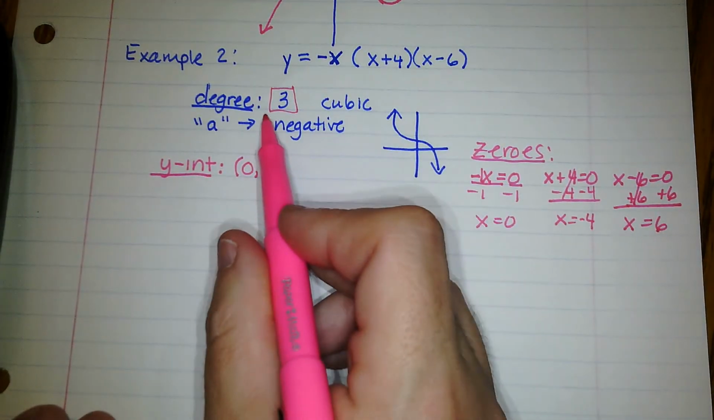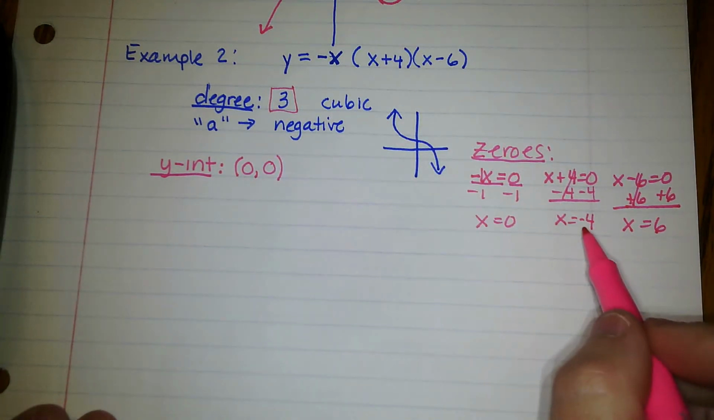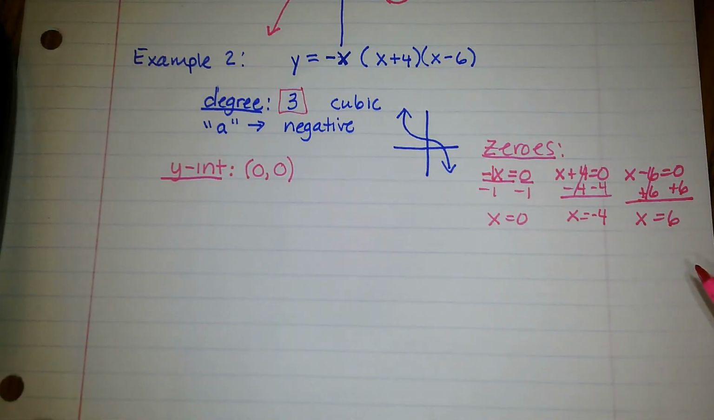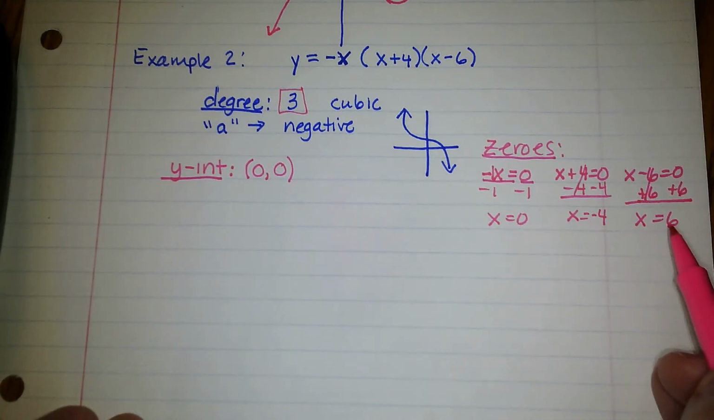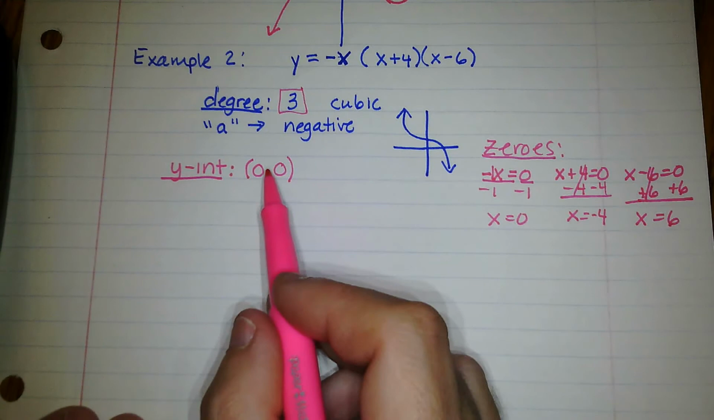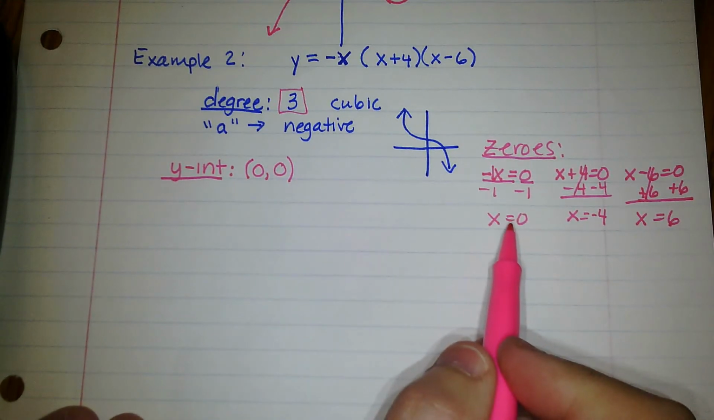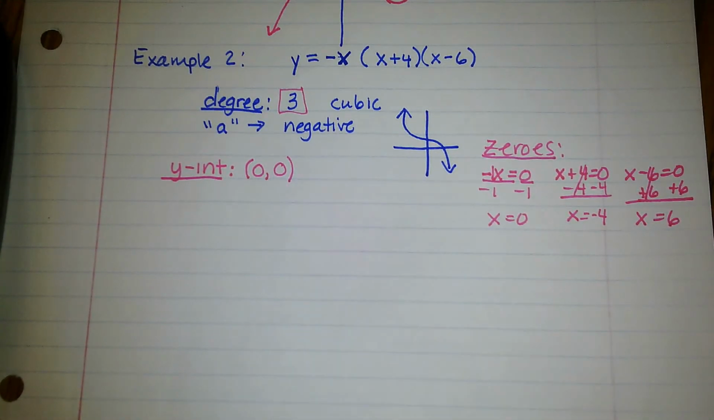So I have the cubic, degree 3. I have at most 3 crosses. Boom, boom, boom. So this is going to cross in 3 spots: once at 0, once at negative 4, and once at positive 6. I also think it's interesting that it's going to cross at 0, which means the y-intercept has to be 0. So that happens.